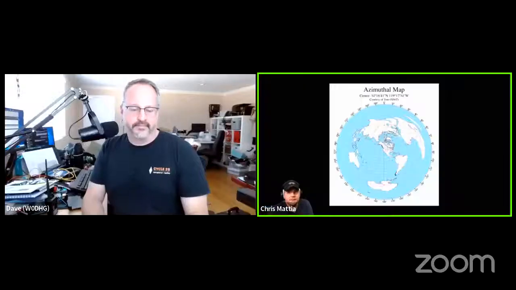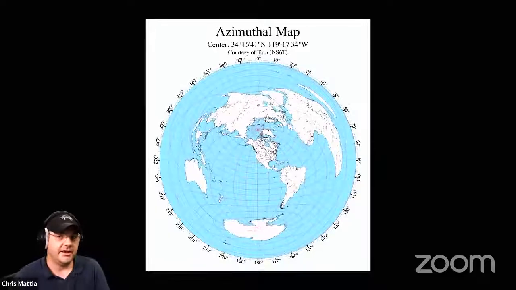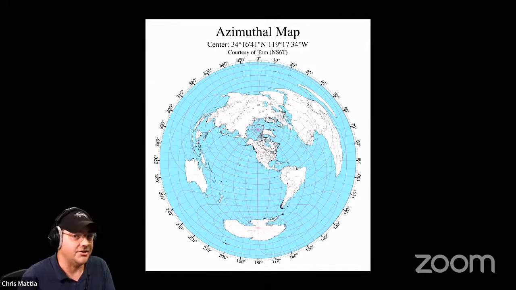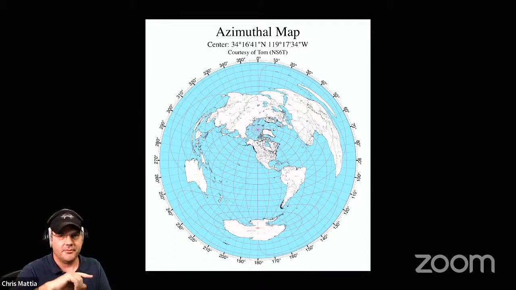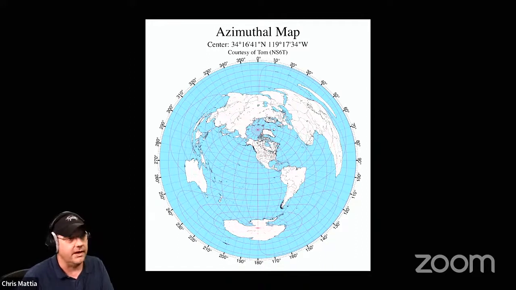Thanks, Dave. And to his point there about finding bearings, if you're operating on HF, it's really often helpful to be able to use that bearing information that's provided to you by Winlink from the propagation maps to find your gateway. You can also find azimuthal maps that will show you the projection. This one is put out by NS6T. We'll put a link in the show notes for it as well.